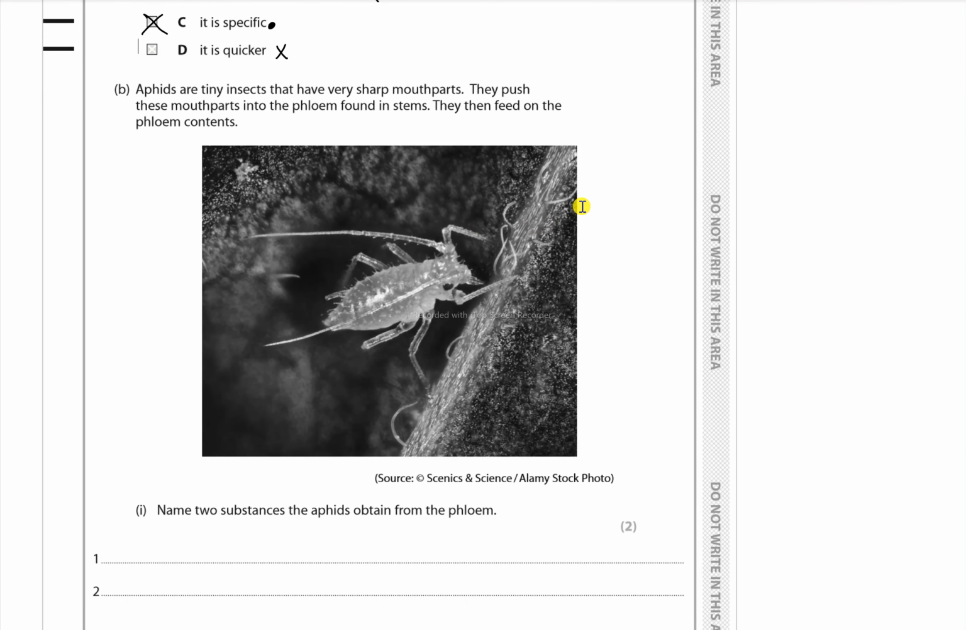Right, there you go, aphids, these little terrors. Aphids are tiny insects that have sharp mouth parts that push these mouth parts into the phloem. So remember there's two parts, there's the xylem and there's the phloem. Phloem moves food about and xylem moves water about. F for phloem, F for food. Yeah, and W for water, the xylem.